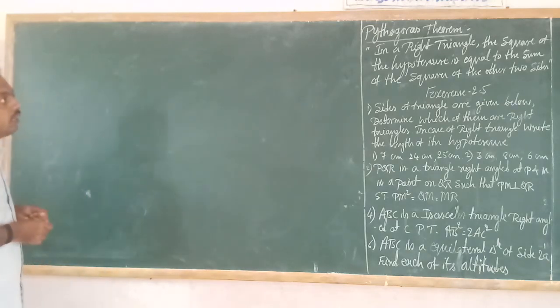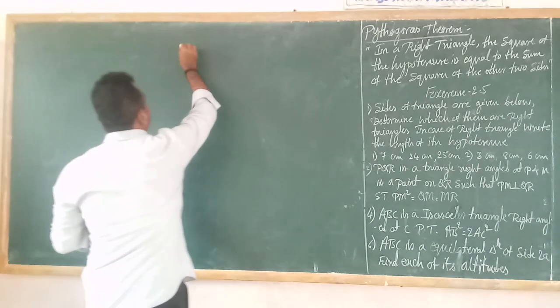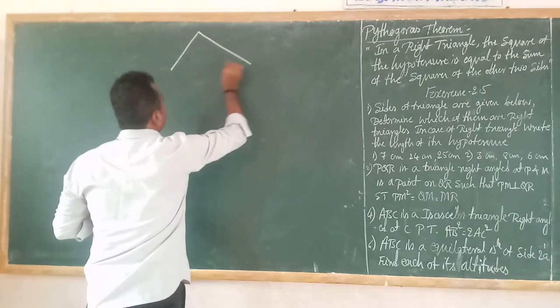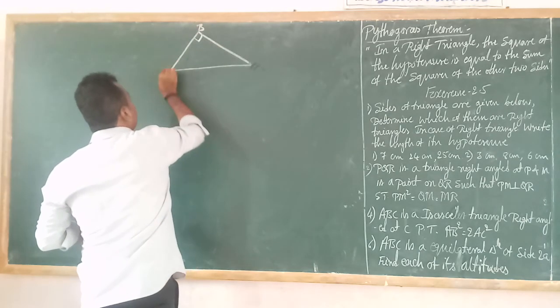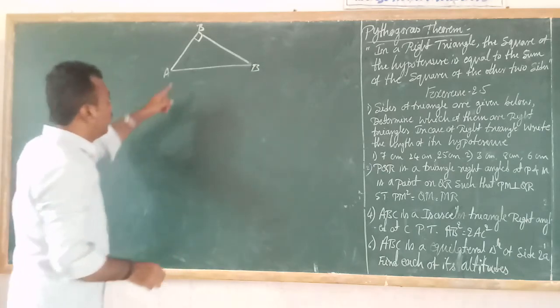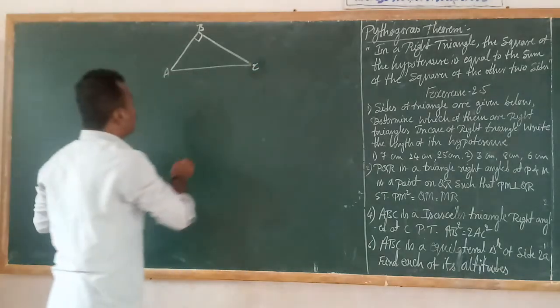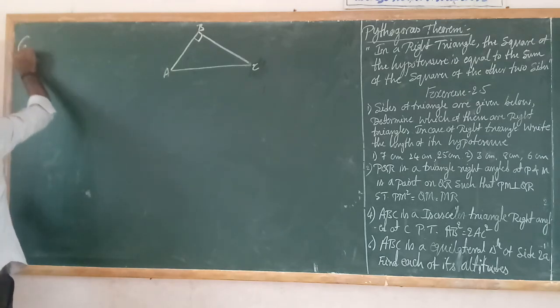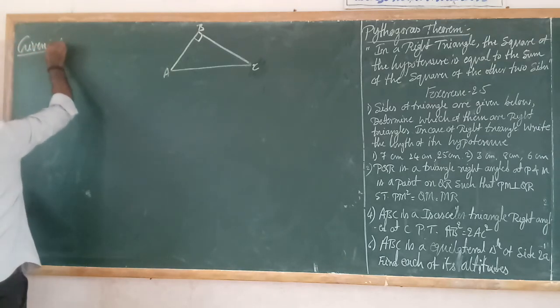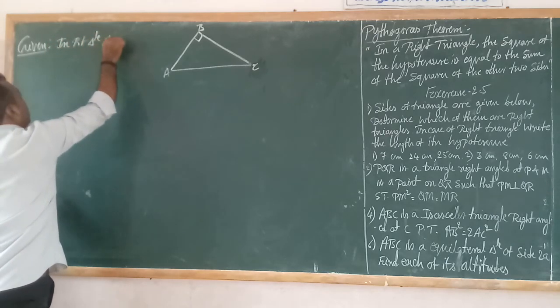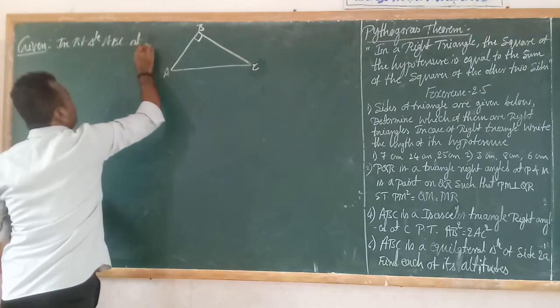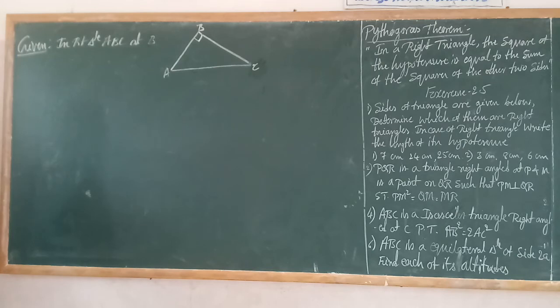So in a right triangle, first we have to draw the right triangle. Okay, I will draw one right triangle. This is triangle ABC, right angle at B. This is C. Okay, this is the diagram. So given: in right triangle ABC, right angle at B. Now, what do we have to prove? What is the statement?